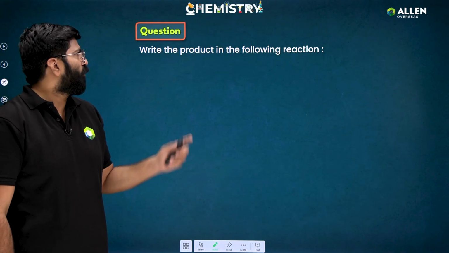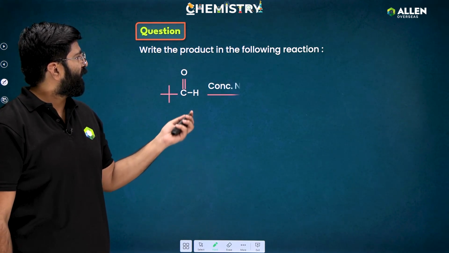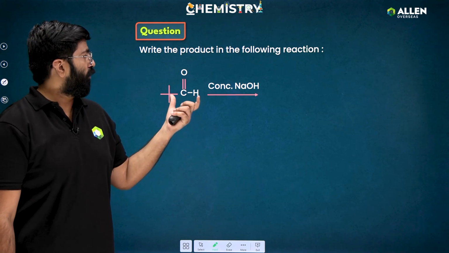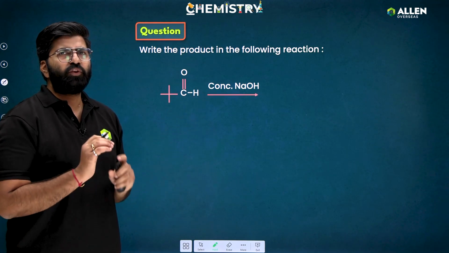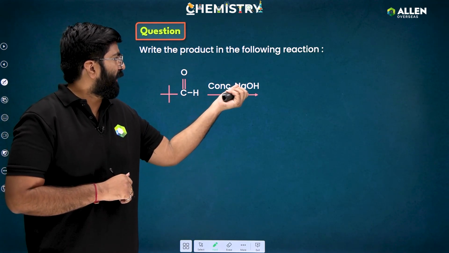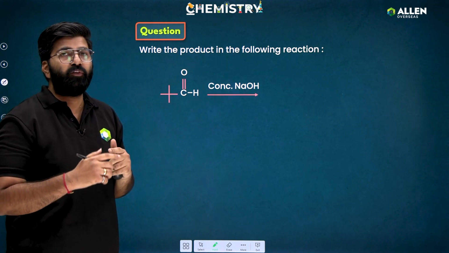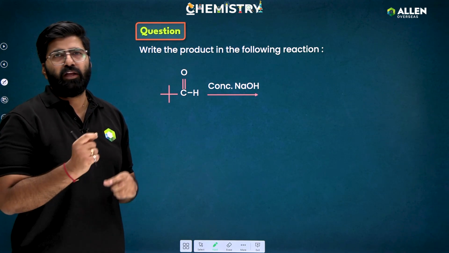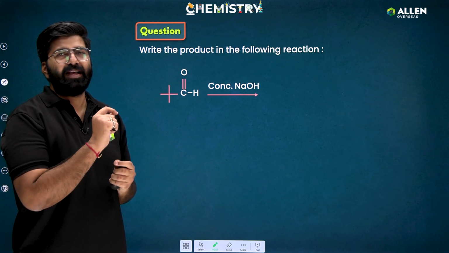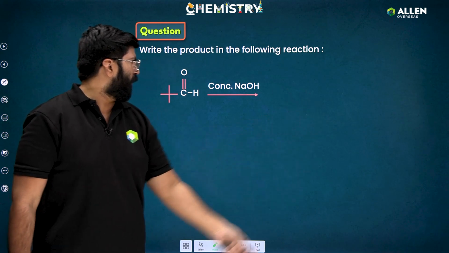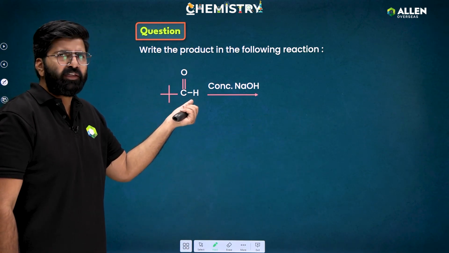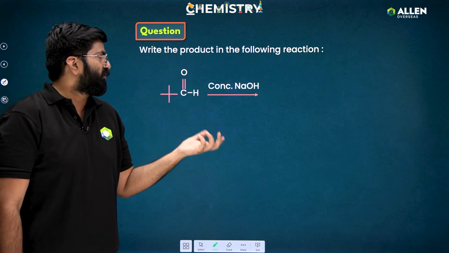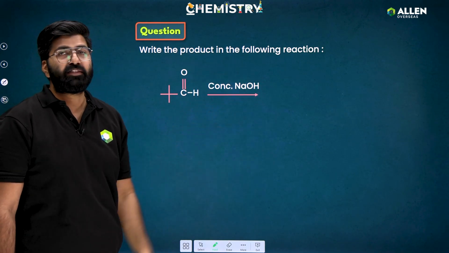So in this question, what is given to us? Let's see. You are given this part and they told us to write the product in the following reaction. So firstly, over here there's concentrated NaOH. So it means I can perform Cannizzaro's reaction, but you have to check whether there is an alpha hydrogen present or not. If there is no alpha hydrogen, I can easily perform Cannizzaro's reaction and write our product. Obviously there is no alpha hydrogen present. So what can I write? I can write firstly the carboxylic salt, and the next one is the alcohol.